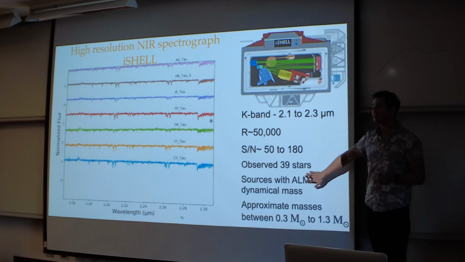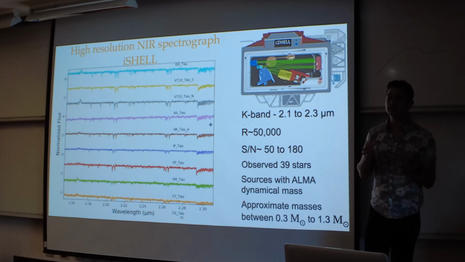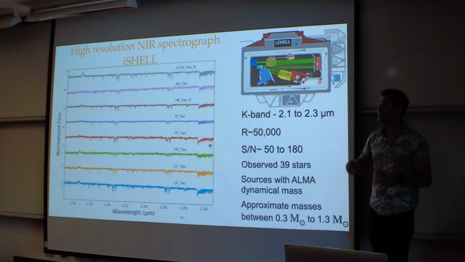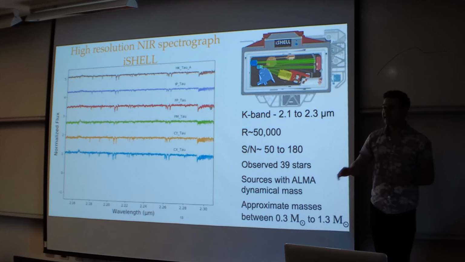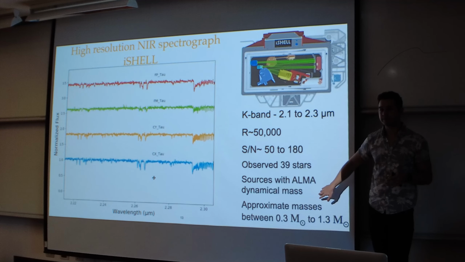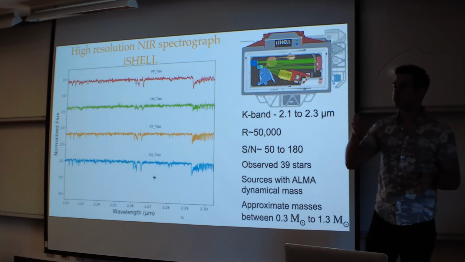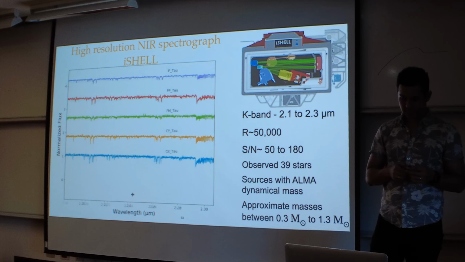And we selected sources from Taurus and Ophiuchus. These are young star-forming regions. And we selected some of the sources that have dynamical masses measured from ALMA. I'll go back to that point at the end of my talk. Roughly, the masses of the stars go between 0.3 and 1.3 solar masses.